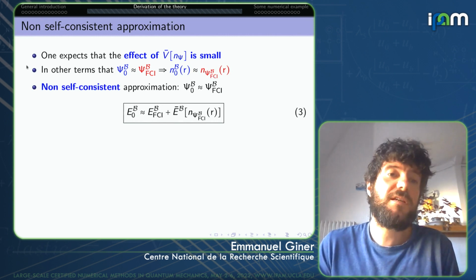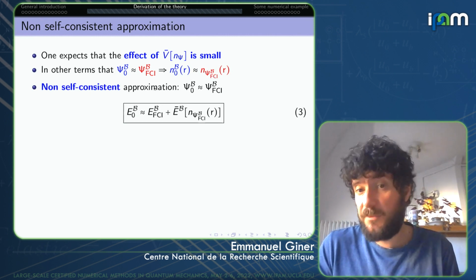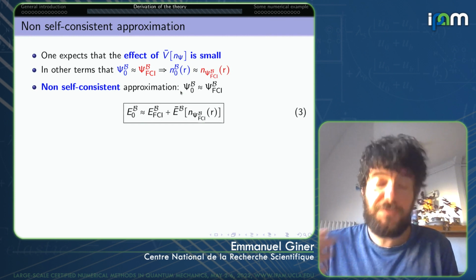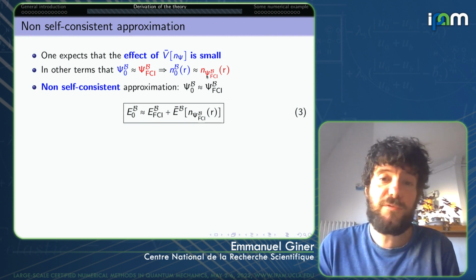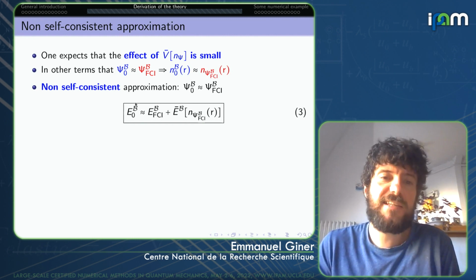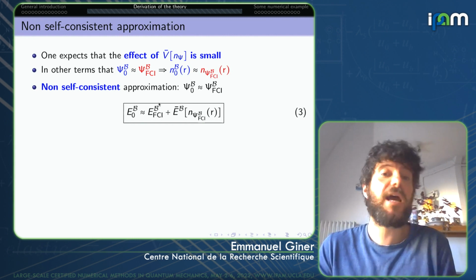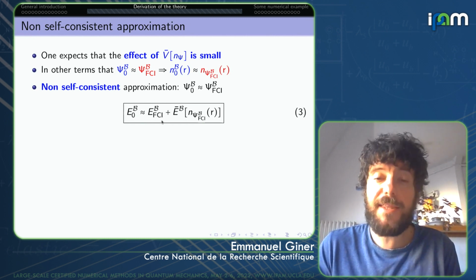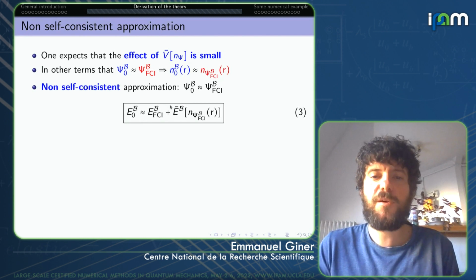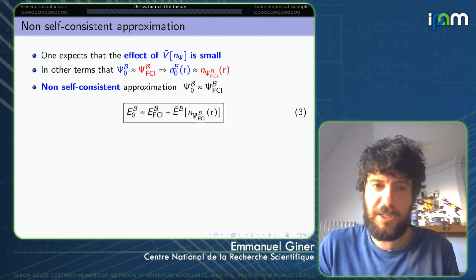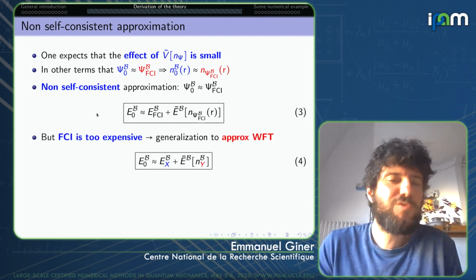So therefore, we introduce a non-self-consistent approximation where you just evaluate the previous equation at the full CI wave function, and you obtain a very simple equation, which is that the exact ground state energy essentially can be approximated by the full CI energy plus this complementary functional evaluated at the full CI density. So far so good. We have a very simple equation, but full CI is too expensive.